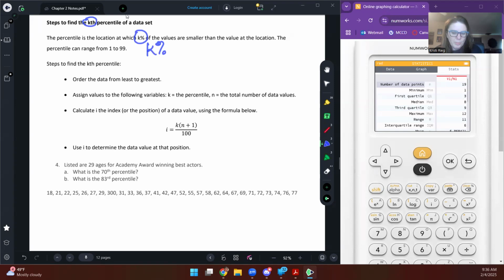And then we're going to use K as our percent. And then N is always the same N. It's the total number of data values. And then for I, it's going to be the index. I'm going to come back to what that means in a minute. I'm going to use this formula in an example, and then I'm going to explain the index a little better in an actual example. The index is the position, but sometimes that's hard to visualize without an actual example.